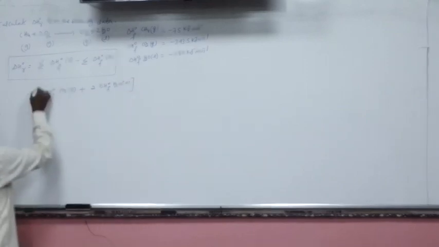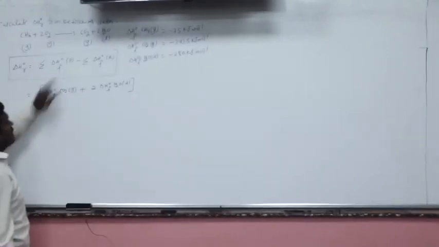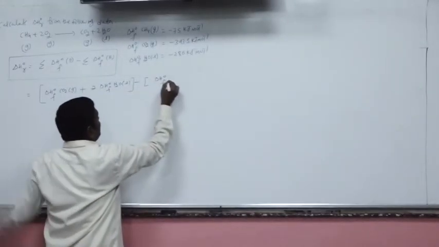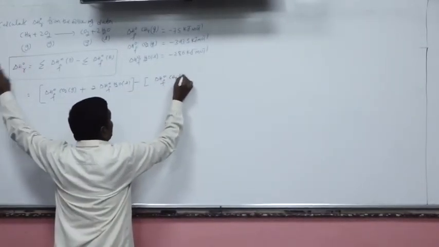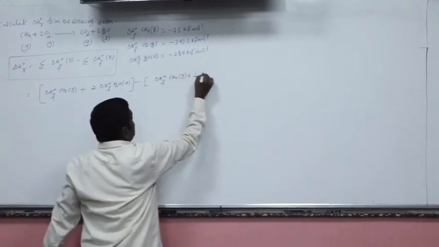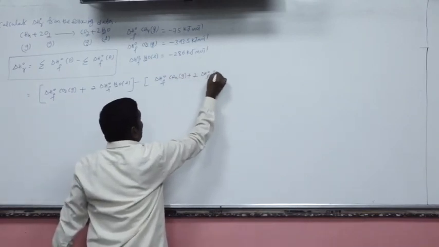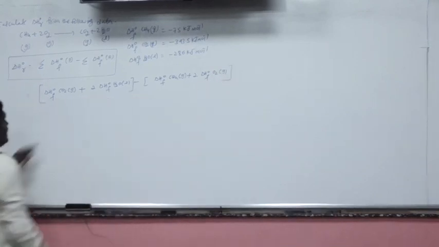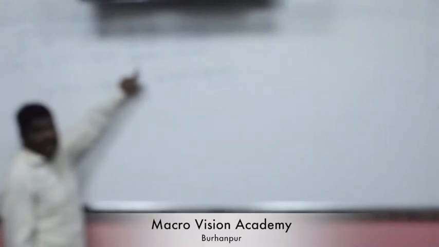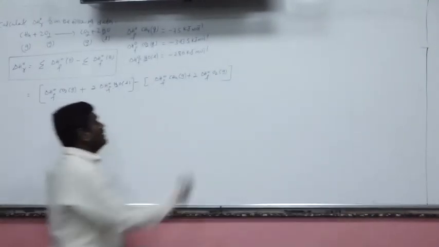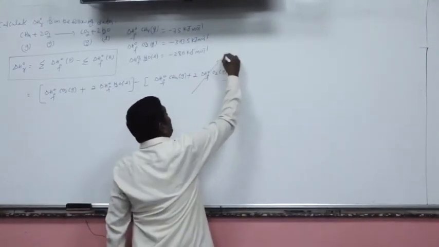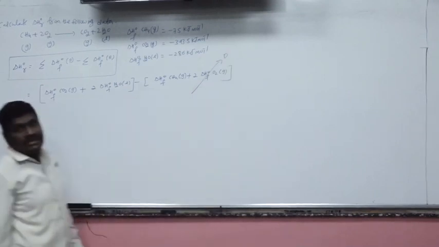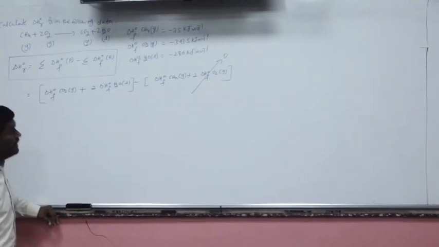This is completely products. Now come to standard enthalpy of formation of reactants, that is methane, plus 2 into standard enthalpy of formation of oxygen gas. Remember, in this data, standard enthalpy of formation of oxygen is not given, because we know in standard condition for all elements, standard enthalpy of formation is assumed to be 0.